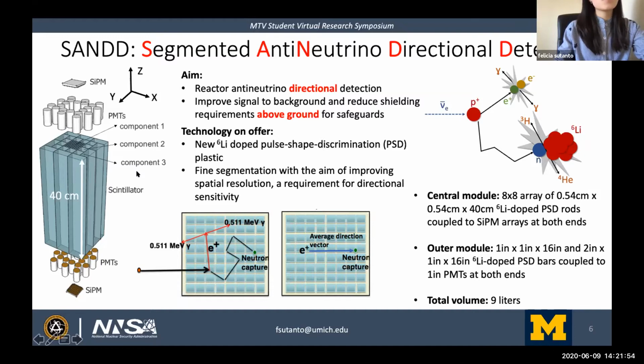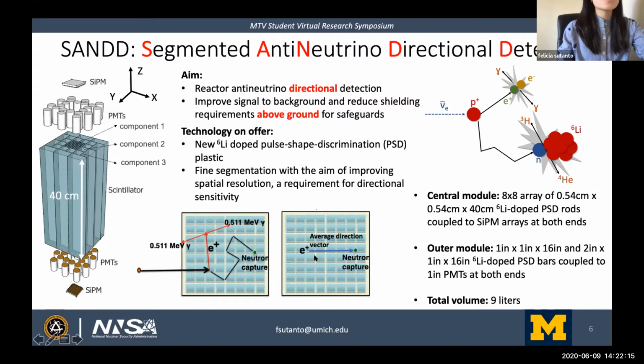Now, when an antineutrino undergoes inverse beta decay, a positron and a neutron are created. The positron carries most of the energy, but the neutron carries most of the forward momentum. And therefore, the direction of the antineutrino can be approximated by drawing a vector from the position of the positron interaction to the position of the neutron capture, as shown here.